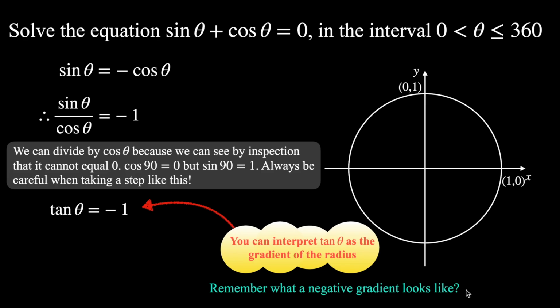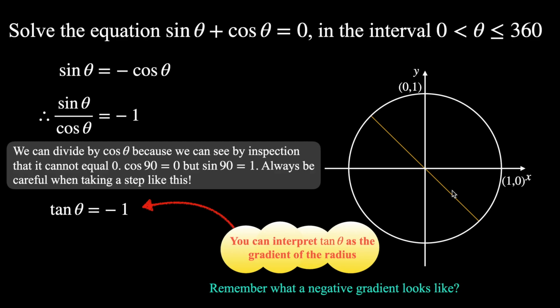So downhill going across the screen is a negative gradient. So when the radius has a negative gradient, it's in the second quadrant and the fourth quadrant. Okay, if the radius is in the first or the third quadrants, it has a positive gradient. So that's how we know where the solutions will be. It'll be in the second or the fourth quadrants.